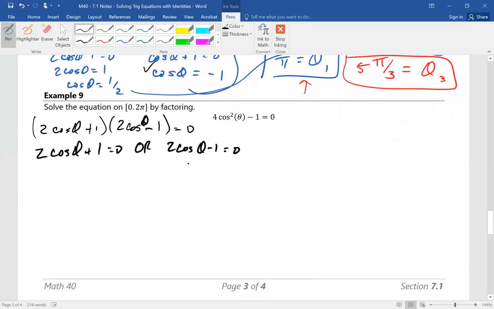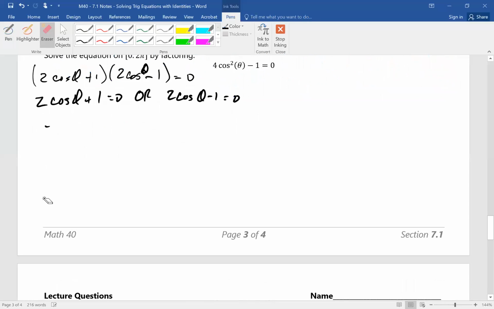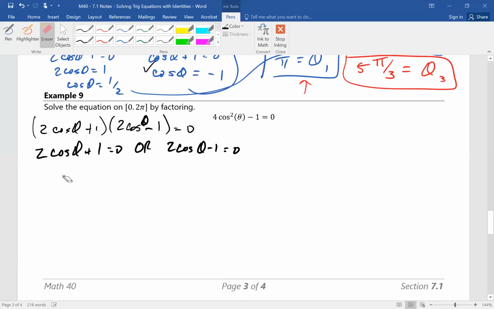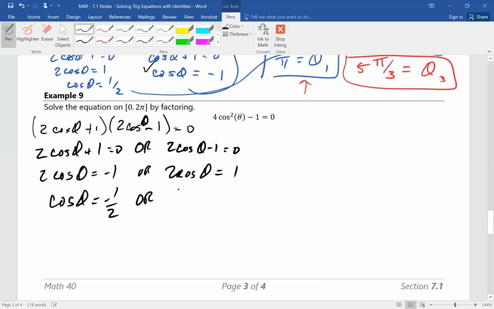And if I move the ones over in both cases, so 2 cosine theta is equal to -1, or 2 cosine theta is equal to 1. Divide both sides by 2. Same thing, cosine theta.